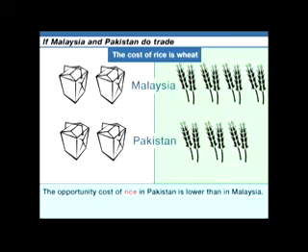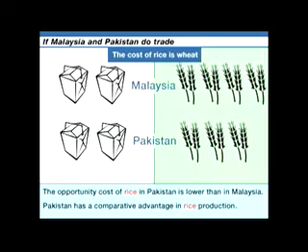wheat. The opportunity cost in Malaysia is 2 bushels of wheat for 1 bushel of rice. In Pakistan, on the other hand, if Pakistan wants to produce 2 bushels of rice, it's only giving up 3 bushels of wheat. That is, the opportunity cost of rice in Pakistan is lower than it is in Malaysia. Therefore, we know, by definition, Pakistan has a comparative advantage in the production of rice because it can produce rice at a lower opportunity cost than can Malaysia.